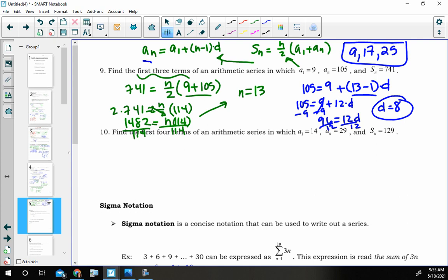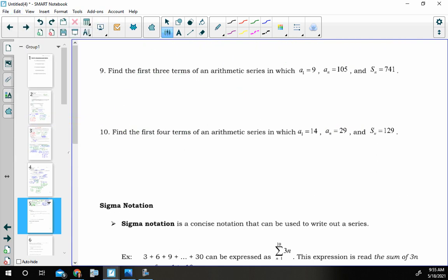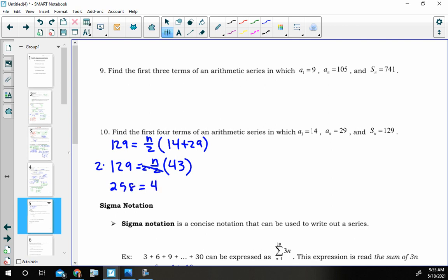All right, so I'm going to clear all this out here. So I have my S of n, so 129 is equal to n divided by 2 times 14 plus 29. 14 plus 29 is 43. You could technically take 43 divided by 2 if you didn't want to multiply this 2 over, and it makes the same thing. I like multiplying them over because then I don't get a weird decimal.